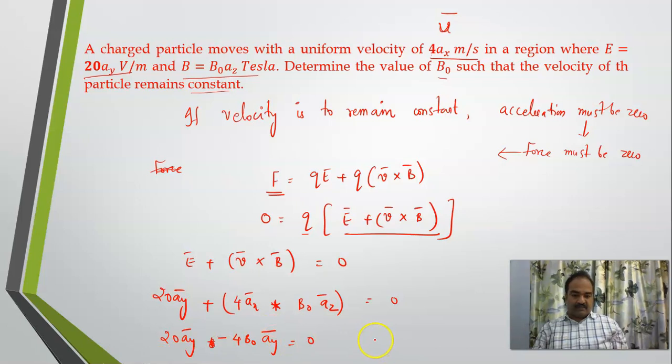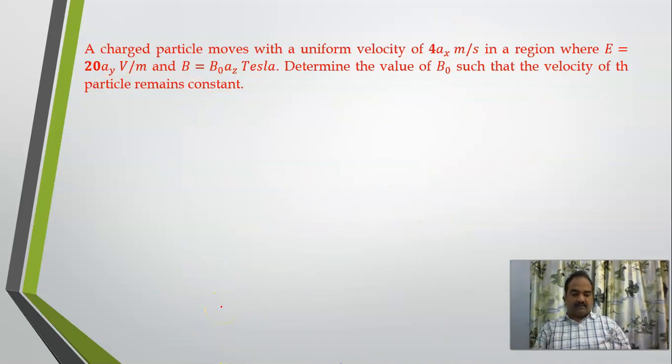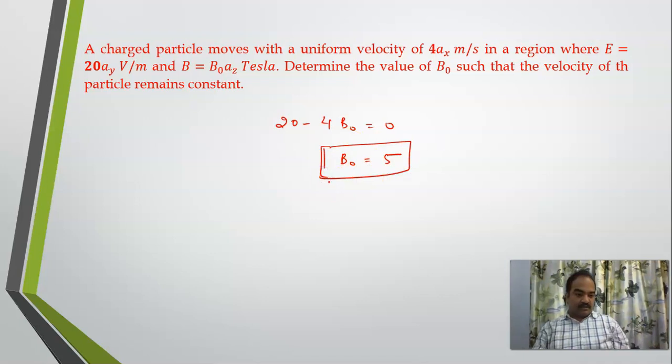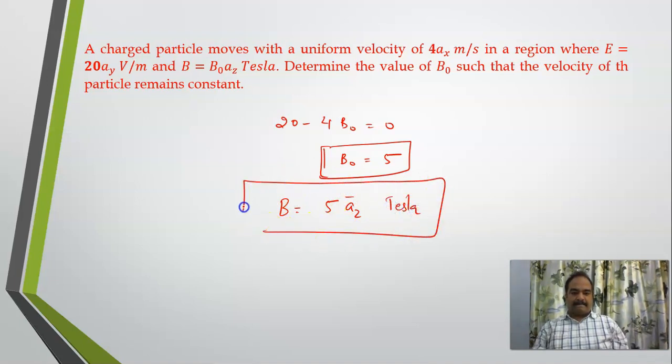So what is the constant here: 20 minus 4 B naught AY bar is equal to 0, which means this component must be 0, isn't it? So 20 minus 4 B naught is equal to 0, which means B naught is equal to 5. This is the simple answer. Understood now? B naught is equal to 5. So the field must be 5 AZ Tesla.